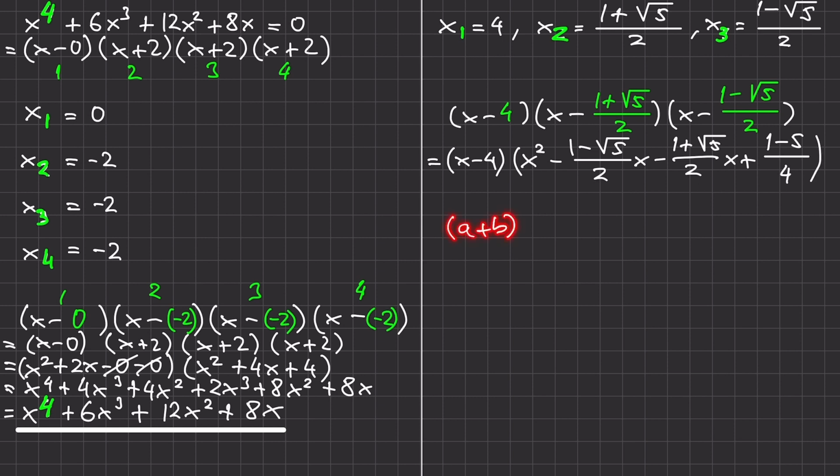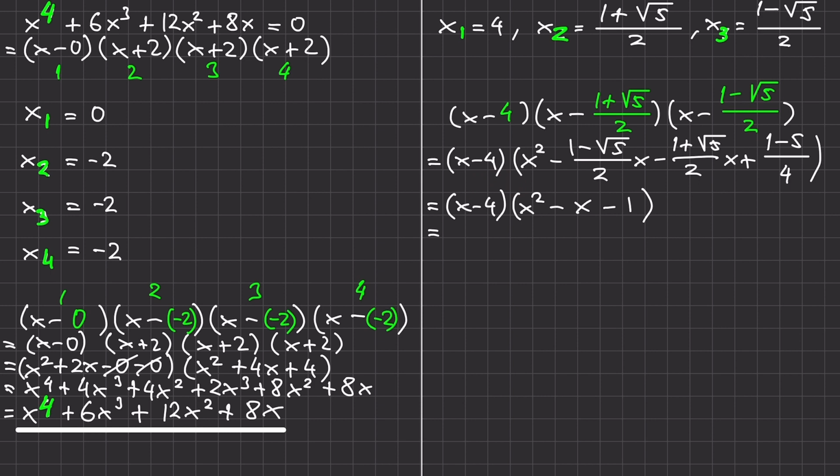Recall that (a plus b) times (a minus b) equals a squared minus b squared. So 1 squared is 1 and the square root of 5 squared is 5. A negative times a negative is a positive, and 2 times 2 is 4. Negative 1 minus 1 is negative 2, and negative 2 divided by 2 is negative 1. Negative 1 times x is negative x. The negative of the square root of 5 and the square root of 5 cancel each other out. 1 minus 5 is negative 4, and negative 4 divided by 4 is negative 1.